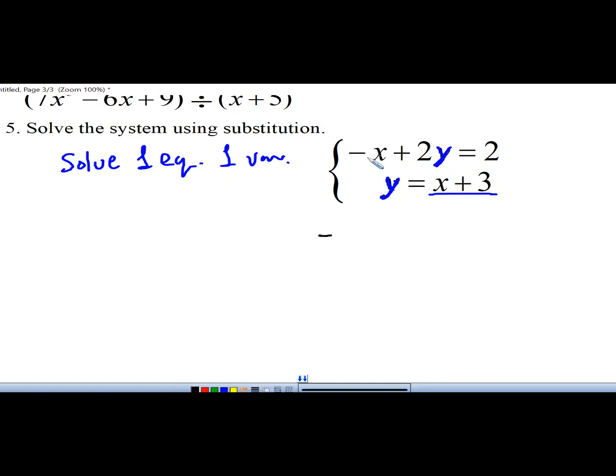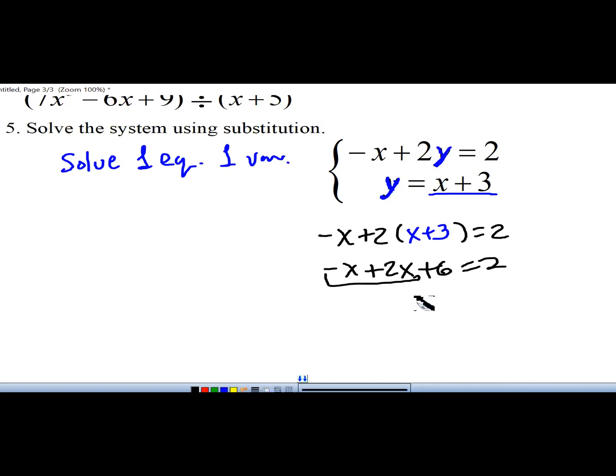You're like, oh, I remember now, Mr. Q. So I write the other equation, negative x plus 2, open parentheses, equals 2. And instead of y, I'm going to write x plus 3. You're like, oh, snap, flashbacks, Mr. Q. Negative x plus 2x plus 6 equals 2. Combine like terms right here. That leaves us with x plus 6 equals 2. Solve for x: minus 6, minus 6. So we're left with x equals negative 4.